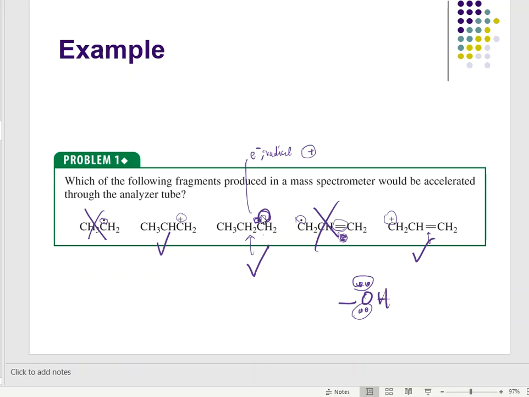All right, so that's where I'm going to stop. We'll come back and talk more about MS theory. We're pretty much almost done with the instrumentation part. Not really too much that we need to talk about after this. And we'll go and start interpreting MS data.